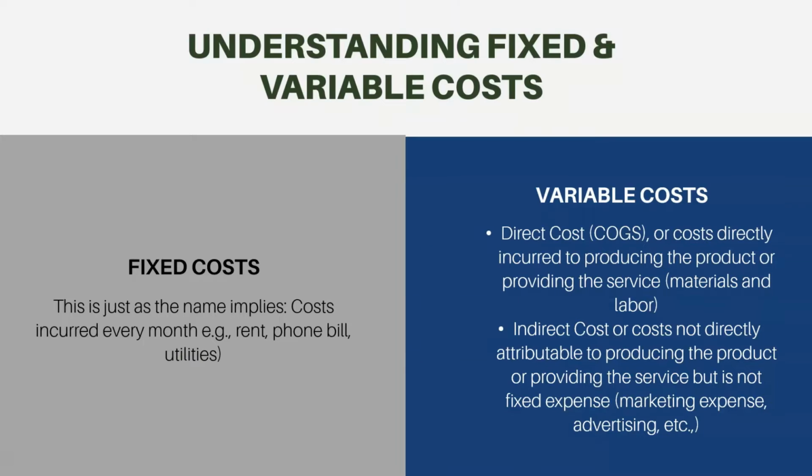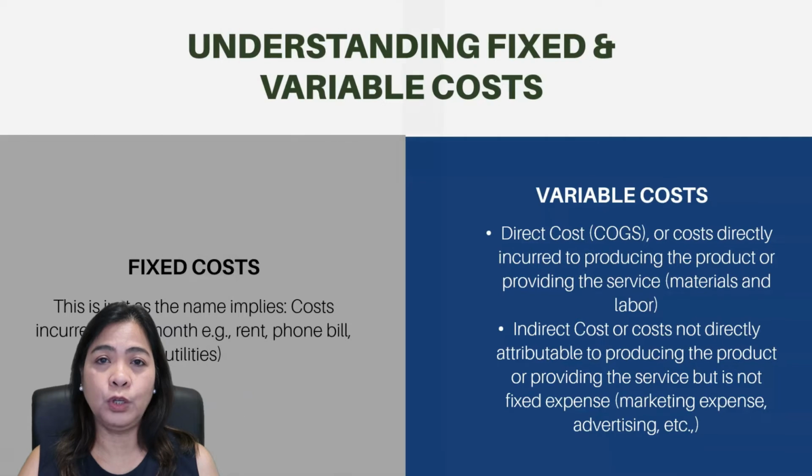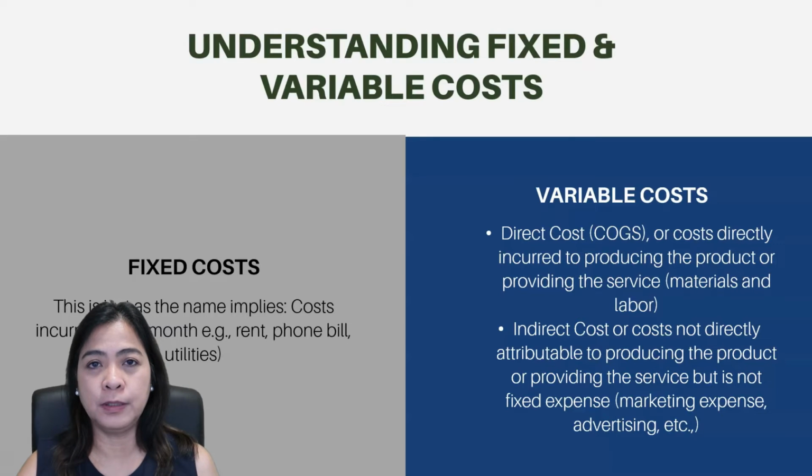So another concept that I want to introduce here is really understanding what the fixed costs and variable costs are. The fixed costs are those costs that you incur regardless of whether you generated revenue or not. A good example would be rent, utilities. Regardless of whether you have billed a job for that month, you still have to pay your rent on a monthly basis. So those are fixed costs.